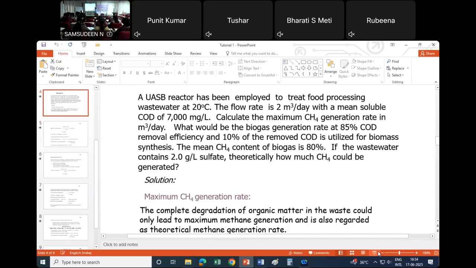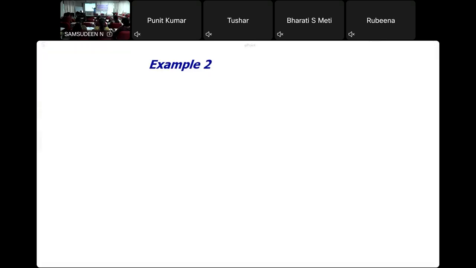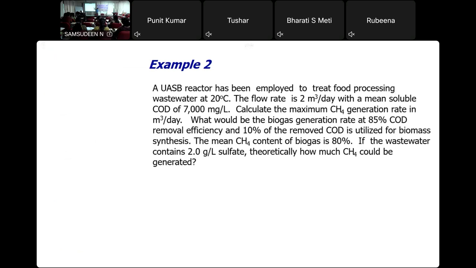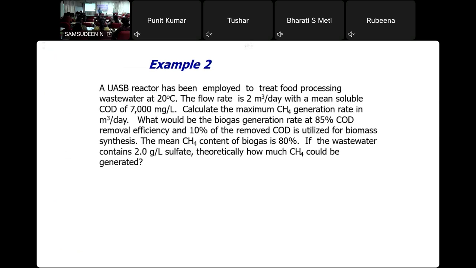Yeah, if you read that, that's your COD concentration. This is your sulfate in your stream, and we are explaining 10% is going to biomass production. So we're taking that input from there. That's where the 7,000 comes from.